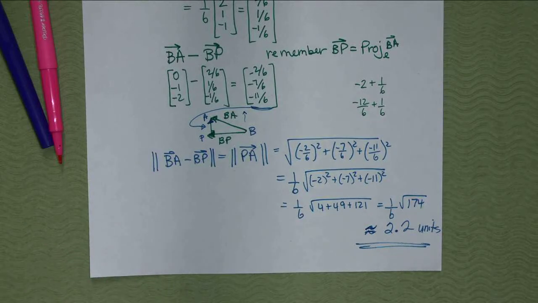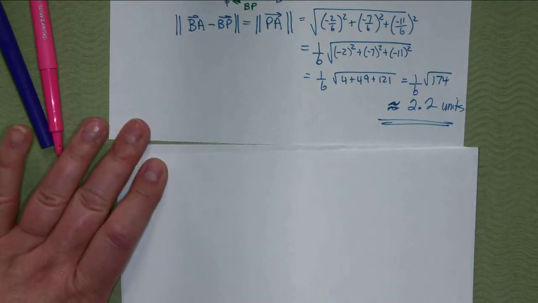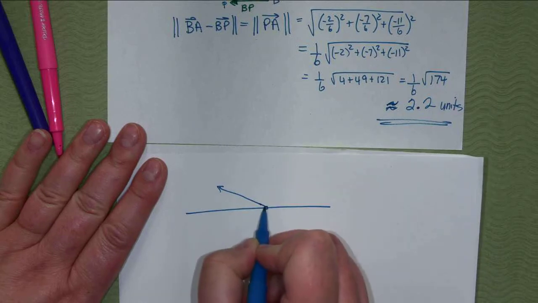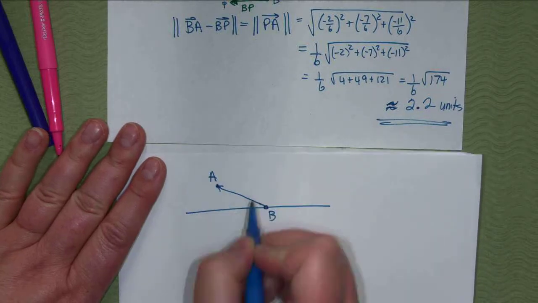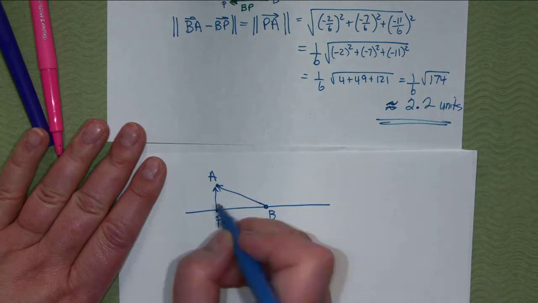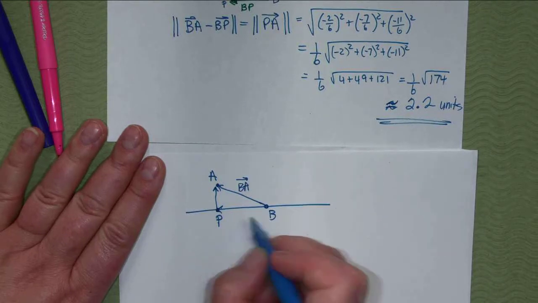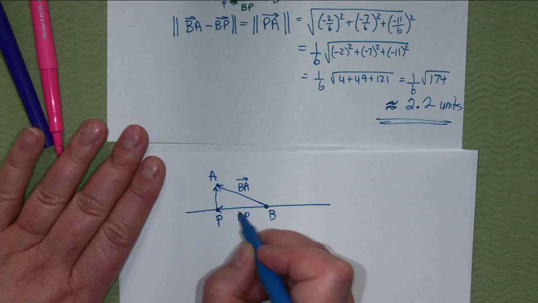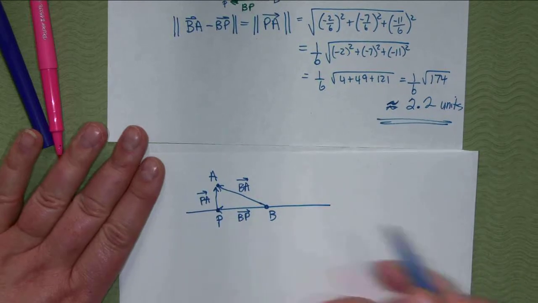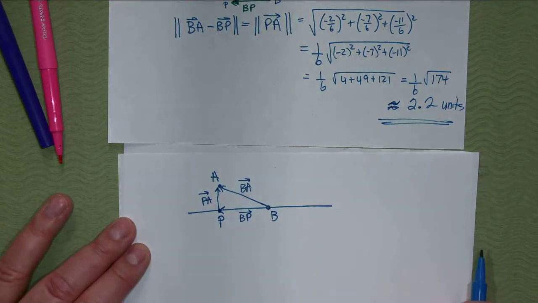So I'm going to redraw my picture with what we now know. So I did it this way. This was our line, B, A, P. We have them all going like this. So the lines between them, this is BA, this is BP, and this is PA. And we know all of those vectors now. And we know how long the PA is, because that's what we were asked for. But we want to find P.